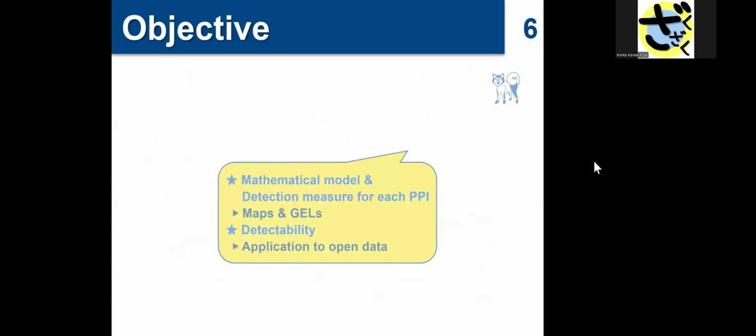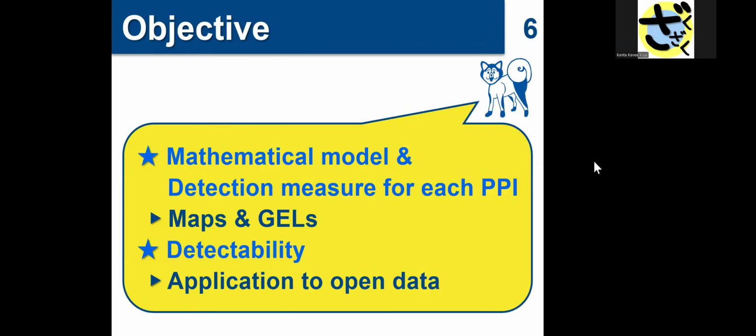Objective. In this study, we propose a method to detect aberrant signaling pathways by developing a mathematical model and detection measure for each protein-protein interaction based on pathway maps and gene expression levels. We evaluated the detectability of the proposed method by applying it to open data.